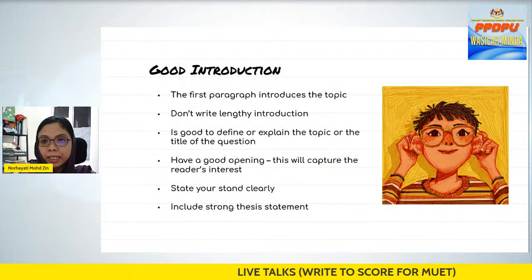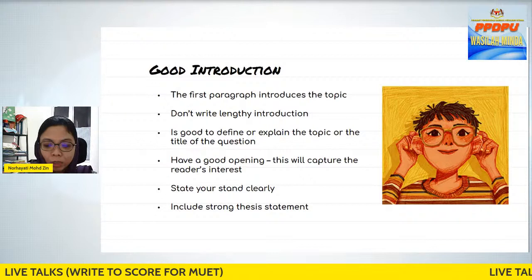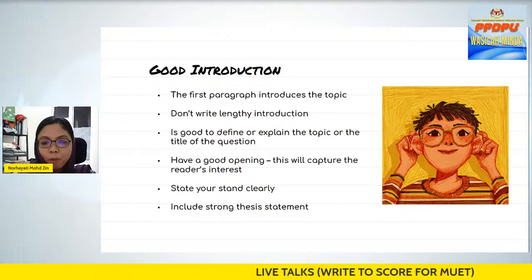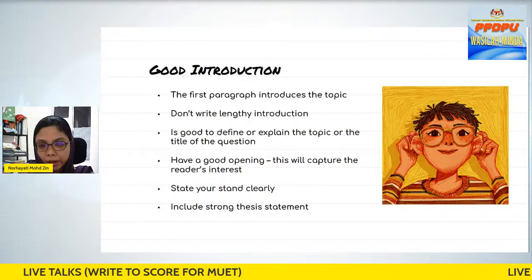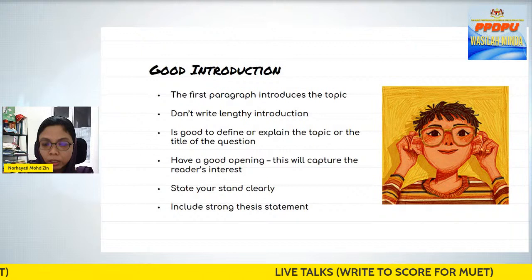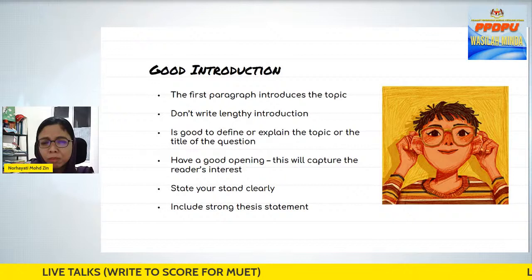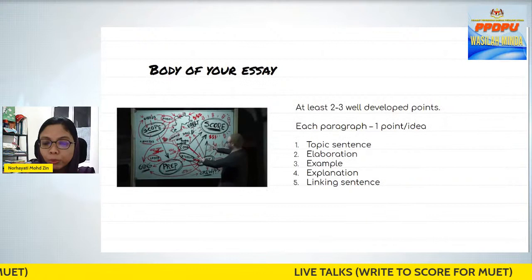Thesis statement basically is a sentence that will tell the reader what your main points are, what are the possible points that you will discuss in the coming paragraphs. Okay, so don't write too lengthy, don't spend too much time on the introduction, just make sure that it is clear cut, very clear, because remember, timing is very important. Timing is very important. Okay, and then continue with 2 to 3 well-developed points.